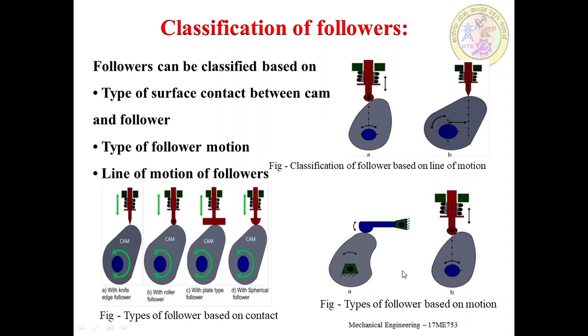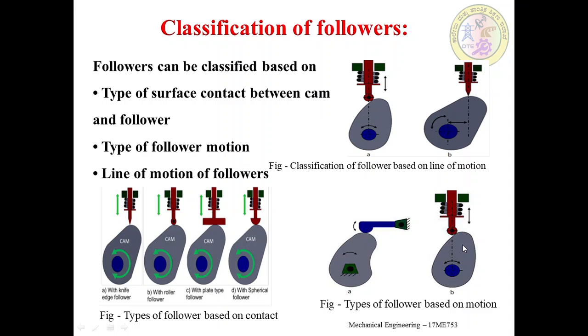In follower motion, it is again classified into two types: oscillating type as well as translating follower. In oscillatory followers, as shown in figure A, in this configuration the rotary motion of the cam is converted into predetermined oscillatory motion of the follower as shown in the sketch. And then the translatory follower is also called a reciprocating follower.